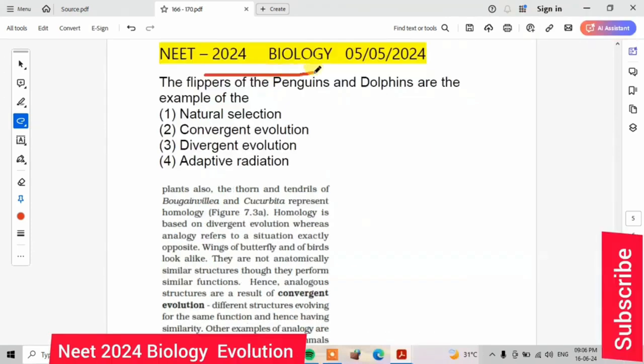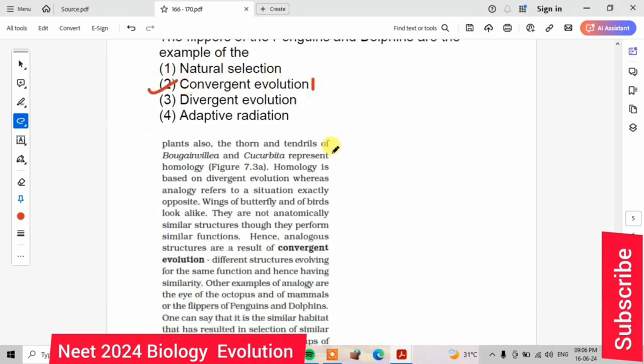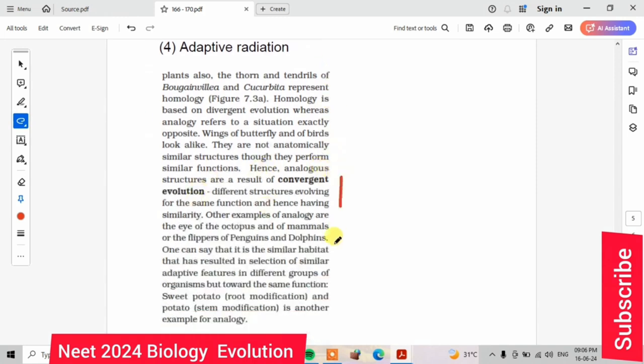The flippers of the penguin and the dolphins are the example of. The answer is option 2, convergent evolution. You can see the NCERT topic from the chapter known as evolution. Thank you. It is from class 12th actually.